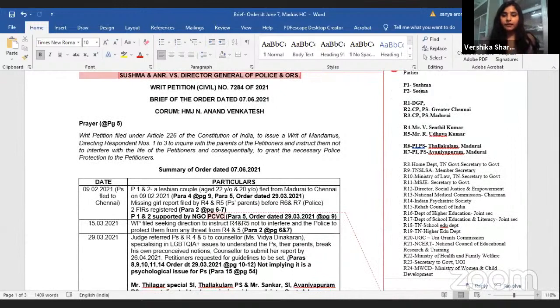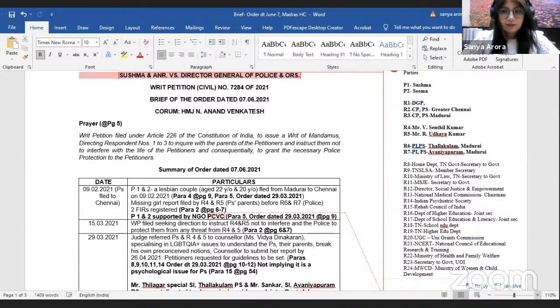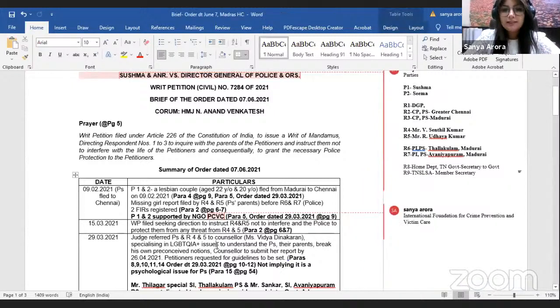Okay, thanks, great. So the very first date that I've mentioned over here is 9th February 2021. Now, why I've mentioned this date first was because it was on this day that the petitioners actually left their homes, which started the entire ordeal that led for this particular case to be filed in the first place. So it was on 9th February, which is the very first important date, and where I've written P1 and 2, a lesbian couple aged so and so fled from Madurai to Chennai on 9th February so and so.